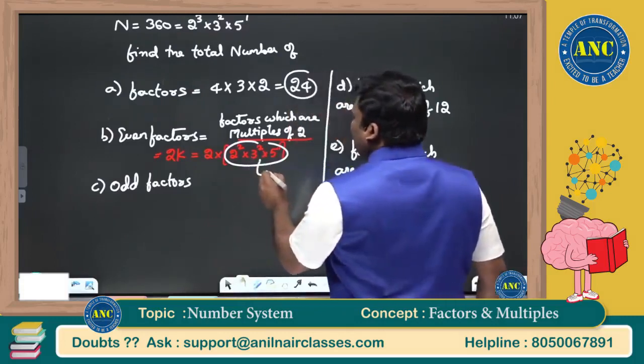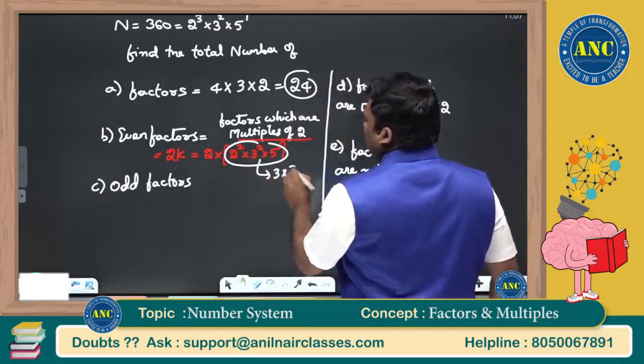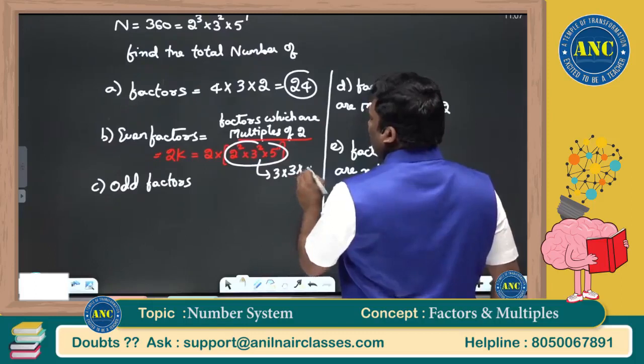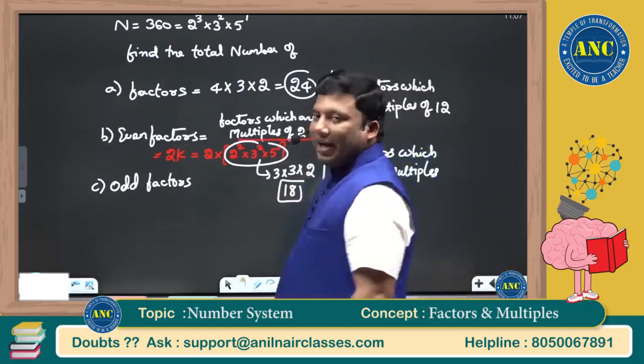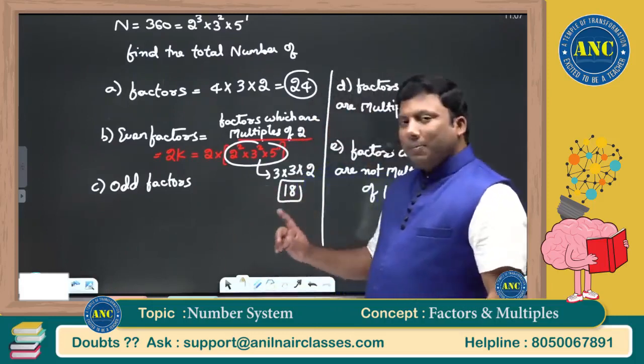How many factors are there for this number? 3 into, 0 to 2, 3 cases; 0 to 2, 3; 0 to 1, 2. 3 into 3 into 2. Answer is 18.